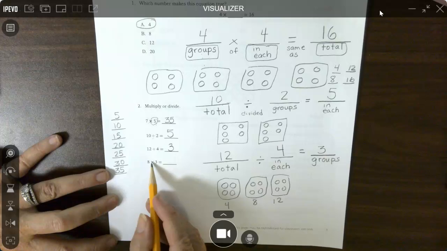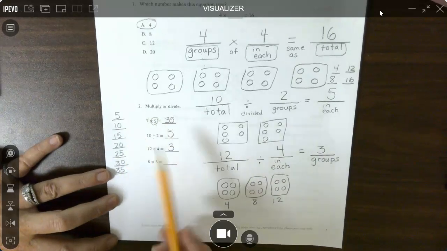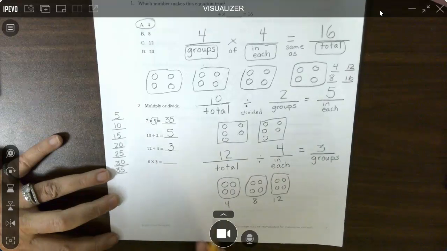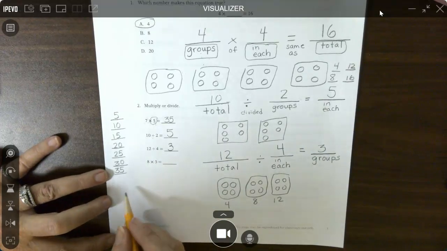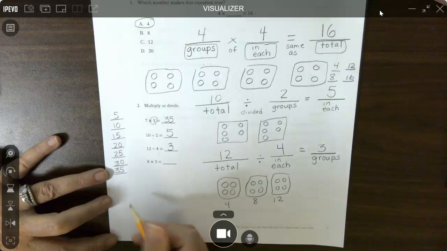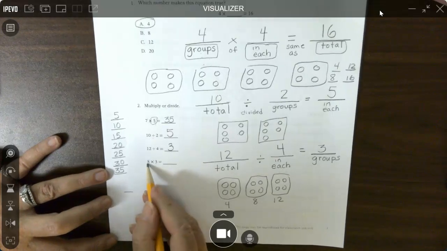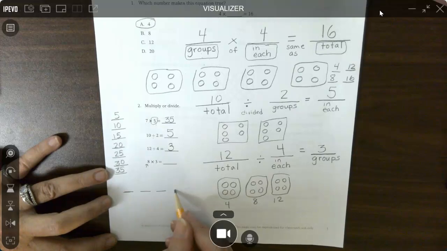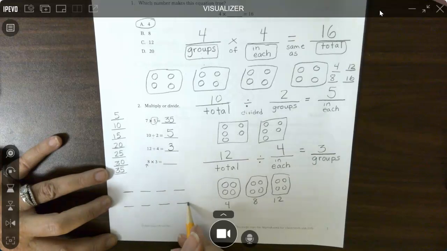Last, we have 8 groups of 3 things each. Again, I could draw 8 groups and put 3 things in each, or I could skip count by 3s 8 times. For the sake of efficiency, I think I'm going to skip count. I need to do that 8 times, so I'm going to draw 8 lines. 1, 2, 3, 4, 5, 6, 7, 8. And then I'm going to skip count by 3s.